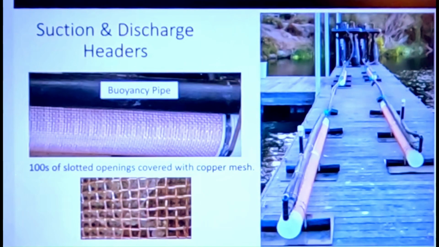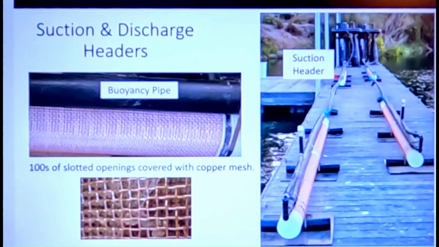The velocity gradient off our pipes goes to zero about 2 centimeters off the pipe, so it's a very, very calm, quiescent movement. We cover our pipes with copper mesh as a means for some additional anti-fouling, to extend the duration that they can stay in the lake before they need to be cleaned.